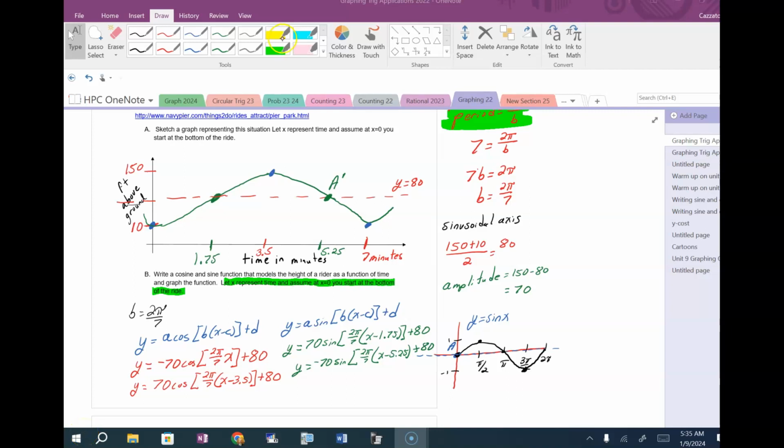Hello Honors Pre-Calculus students. The goal of this learning target is to show you how to type in this cosine graph that I'm highlighting and sine graph that I'm highlighting in order to make sure you're doing this problem correctly regarding the Ferris wheel. So in the previous video we sketched the graph and we came up with these equations, so now let me show you how to use your Casio calculator to type these in.